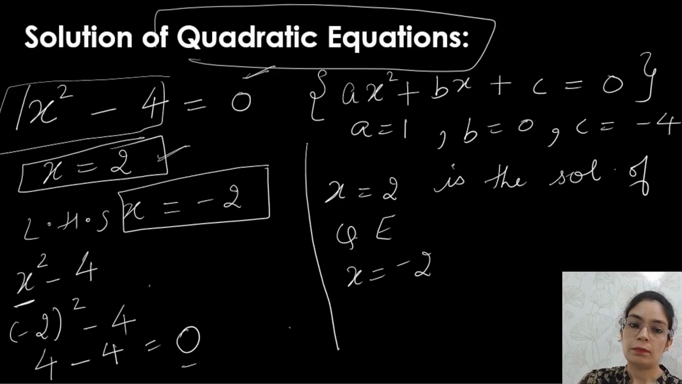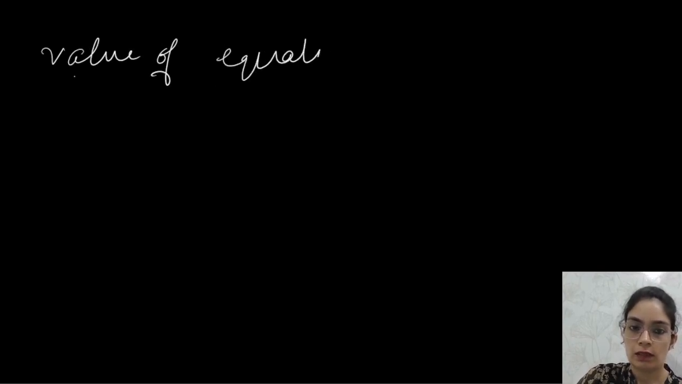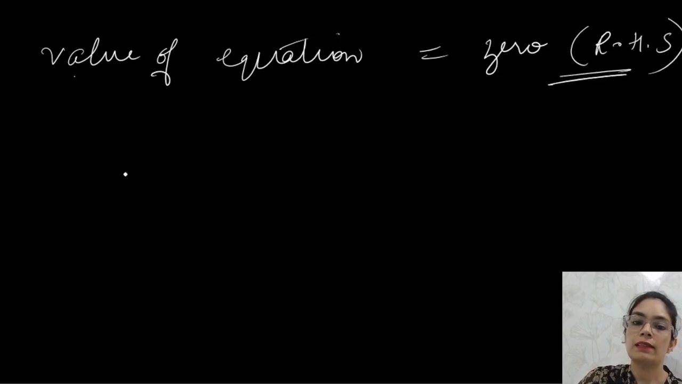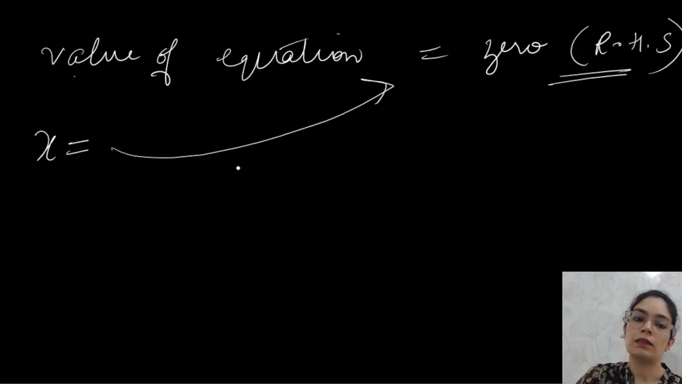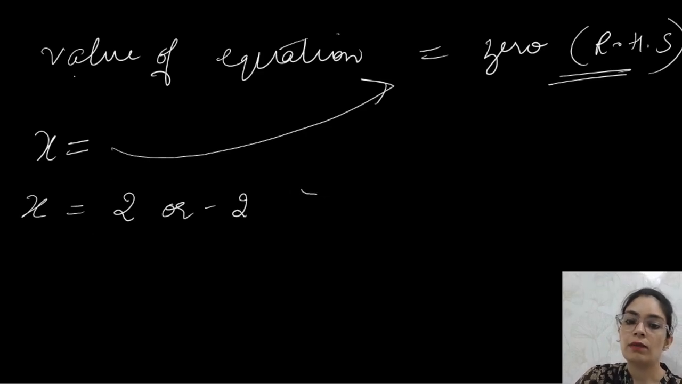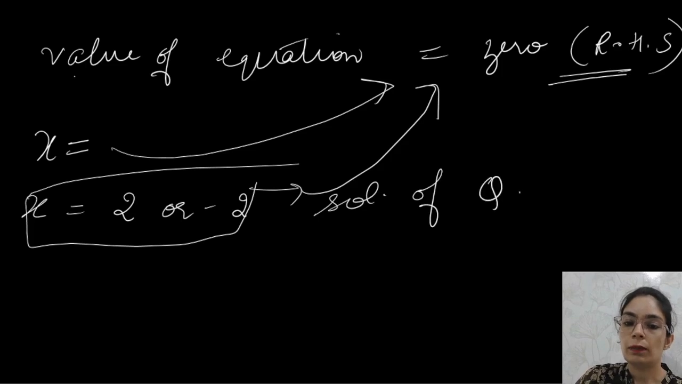So solution of a quadratic equation means that value of x for which we get the value of the equation equal to 0, because the right hand side of the standard form is always equal to 0. So the value of x is known as the solution of the equation when our quadratic equation reduces to 0. Like in the previous example, x is equal to 2 or minus 2. With both of these, my equation is reducing to 0. That means x is equal to 2 or minus 2 is the solution of the given quadratic equation.